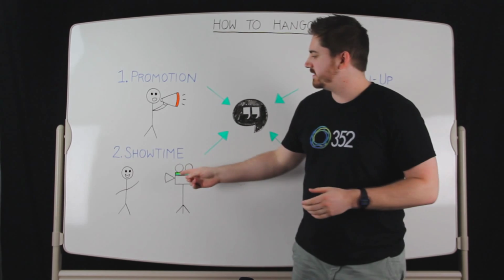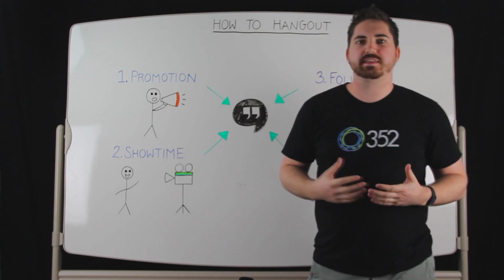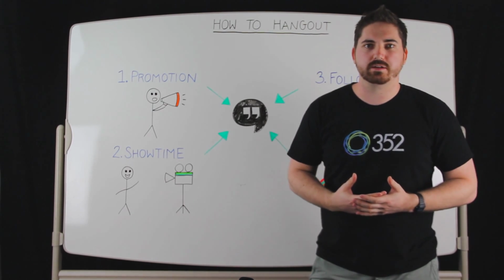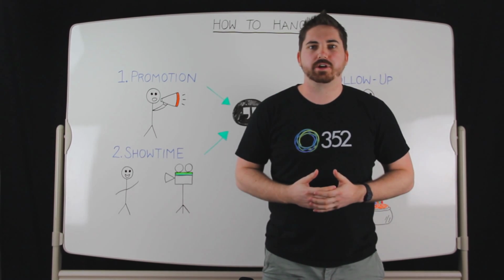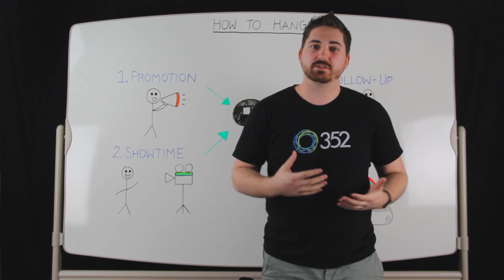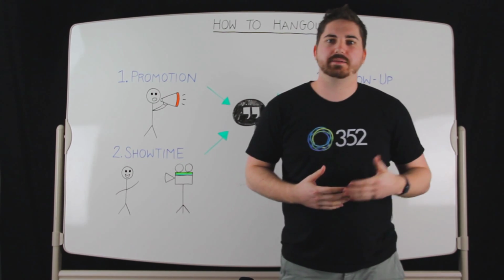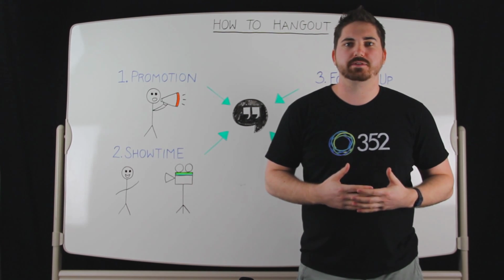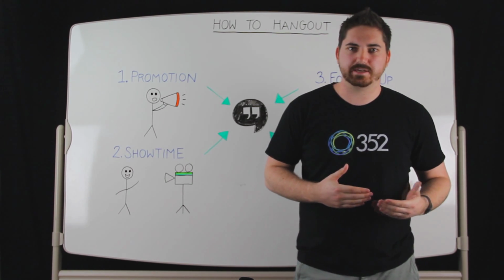Once you have that, it's time for the show. You're going to want to have everything set up and ready to go beforehand. You're going to need professional lighting equipment. You're going to want external video and audio recording devices. You can use your own computer's webcam, but to take it up to the next level, you're really going to want to use that external equipment, which will help you set yourself apart from the rest of the Hangouts out there.